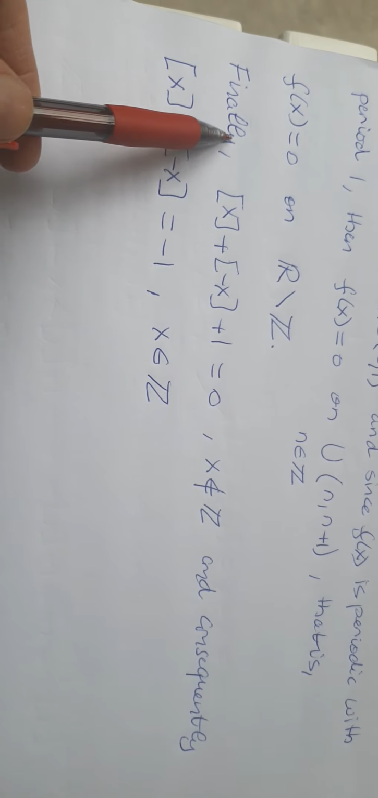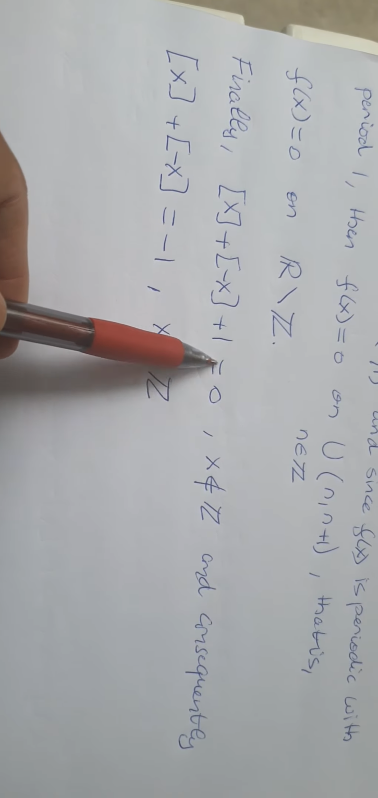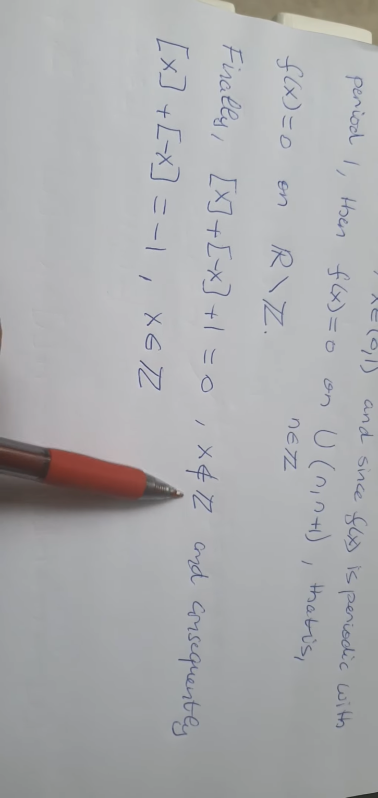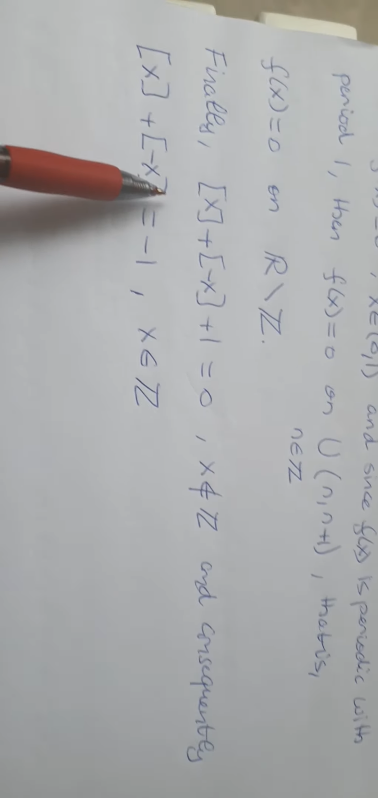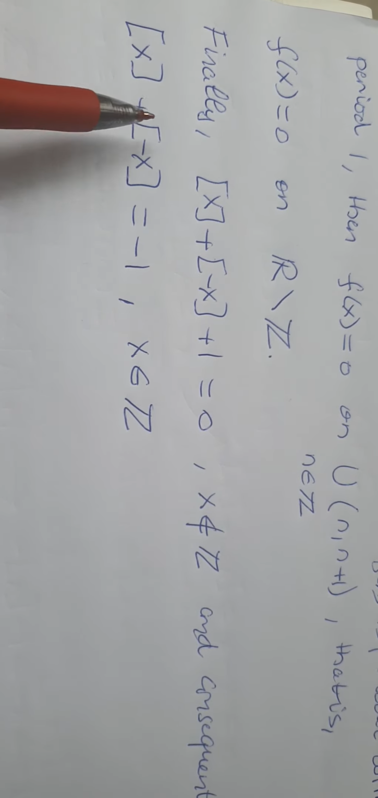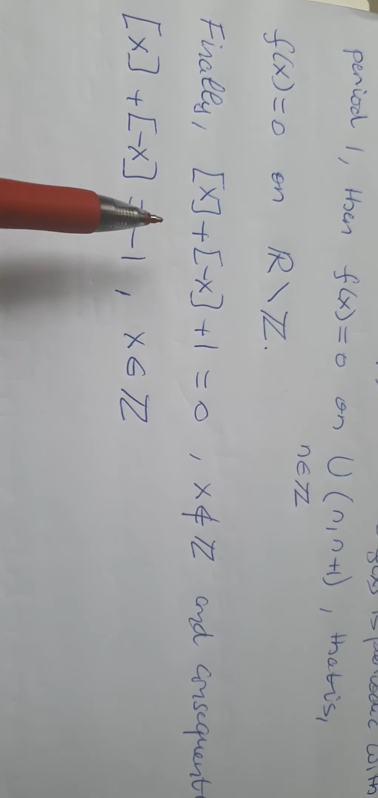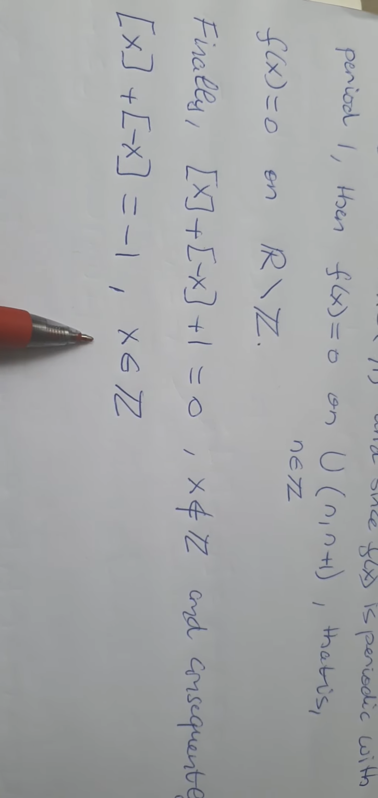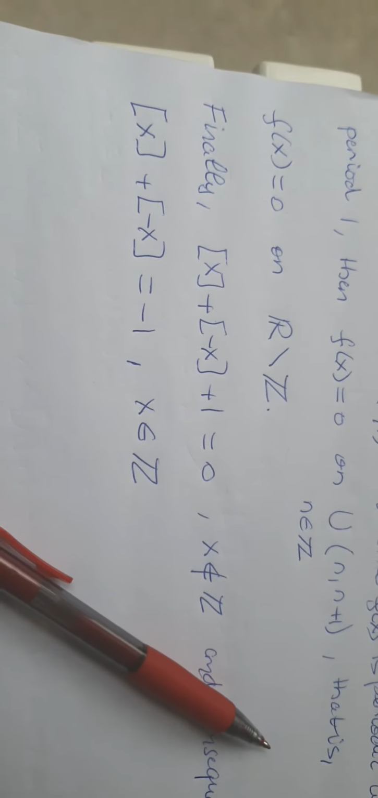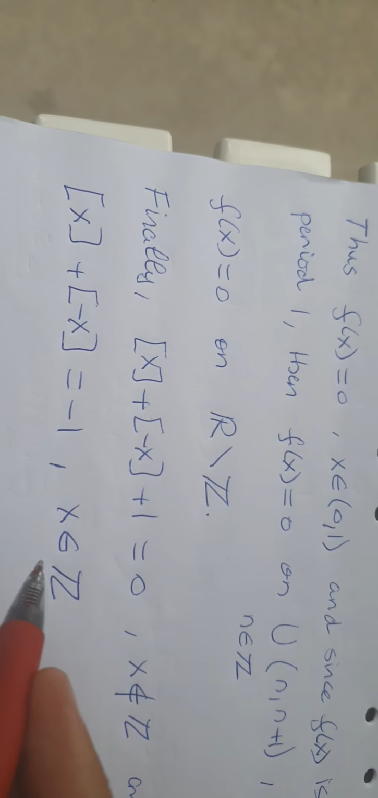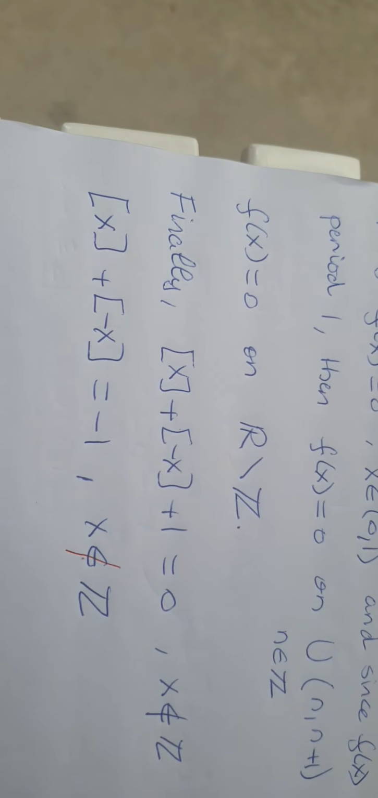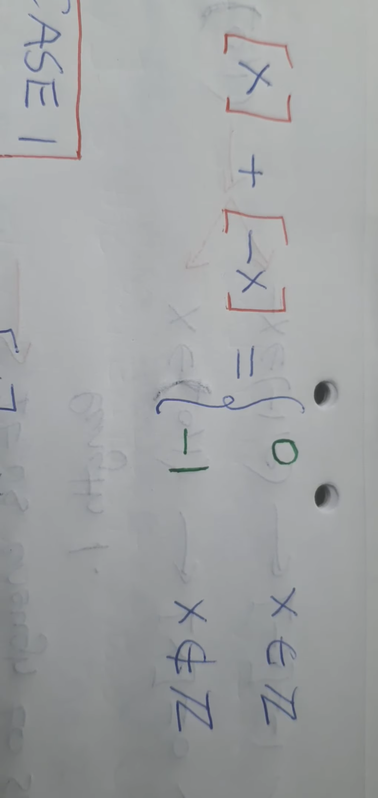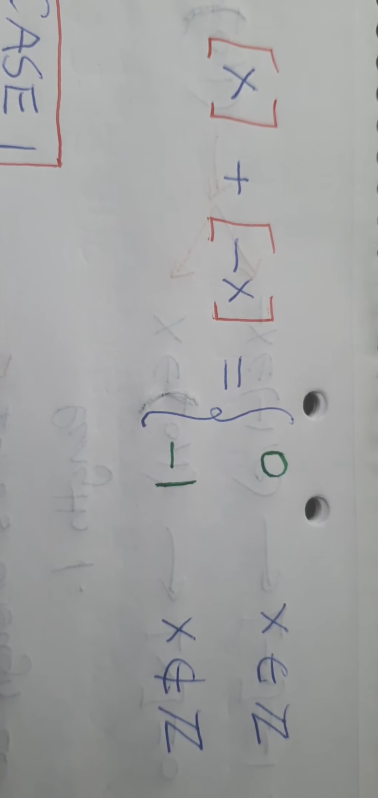So finally, f of x, which is this sum, is 0 whenever x is not an integer, and consequently we have shown that the integer part of x plus the integer part of minus x is minus 1 for all x not belonging to Z. And to go back here, so we have shown this nice inequality.